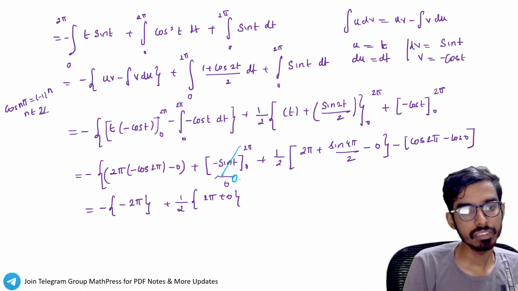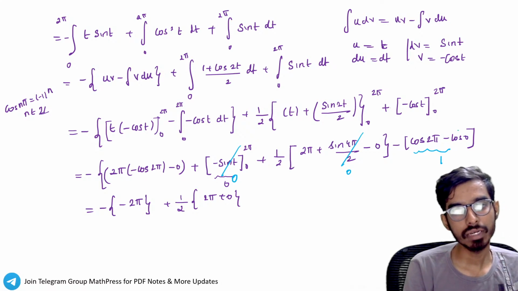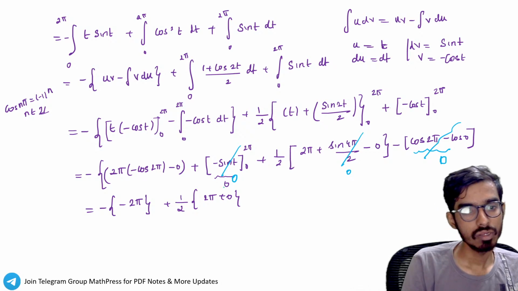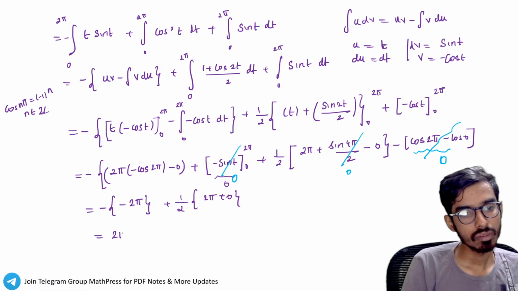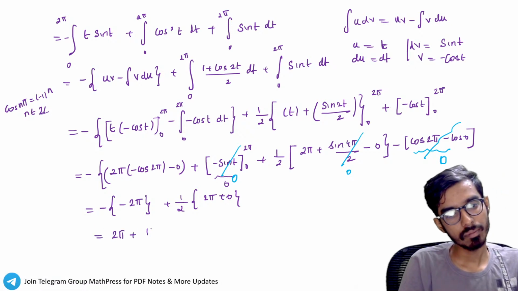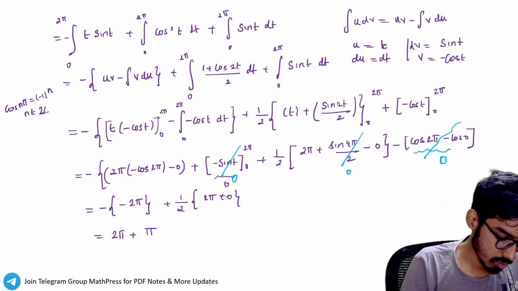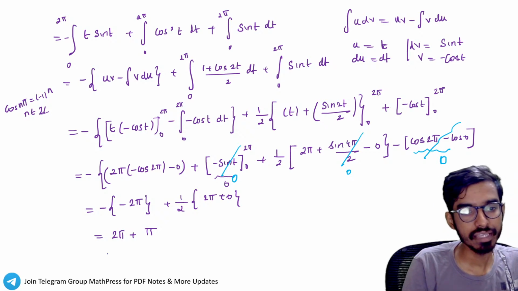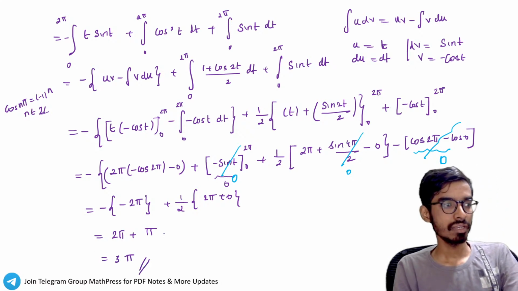Again this will be 0, because cos 2 pi is 1 and cos 0 is 1, both will be 1 minus 1, so this will be 0. So this is equal to 2 pi plus pi, so 3 pi is the answer. So 3 pi is the required answer, right?